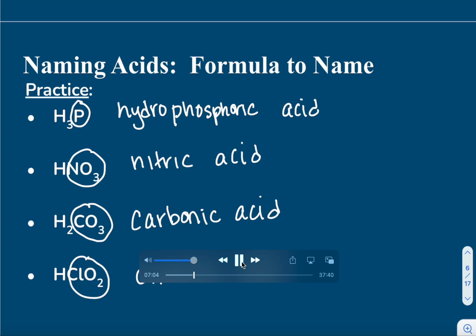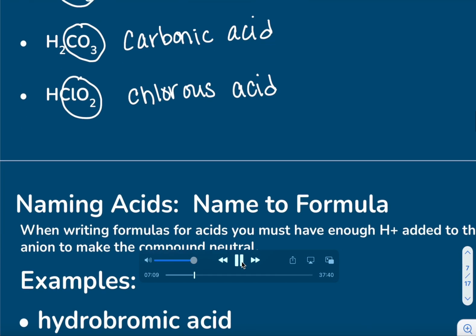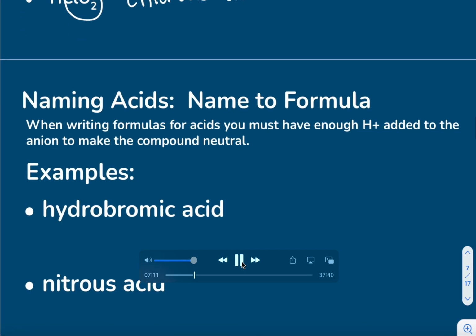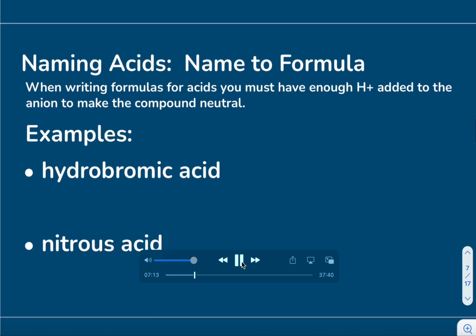So now that we have going from formula to name down, we have to figure out how to write the formulas. So basically this is how it works. You look at the word and figure out what the anion will be, okay? That's everything but the H. Then you add enough H's to balance out the anion. Okay, so let's take a look.